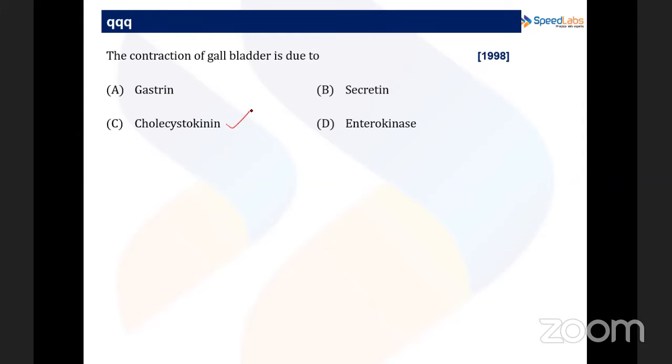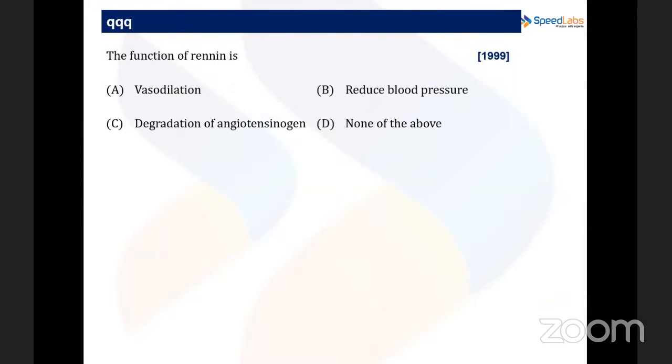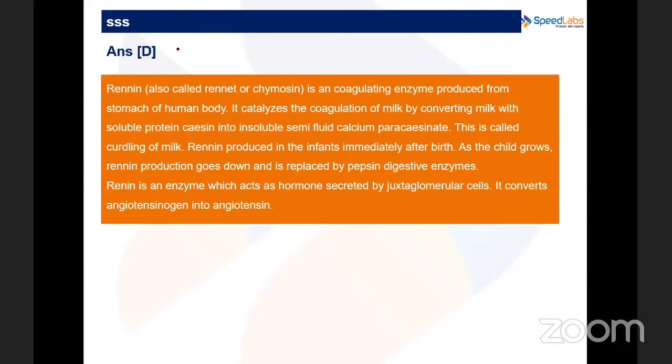I hope this question is clear to you. Now let's move to the next question of today. Next question is still a very good question. The function of renin is option A, vasodilation, option B, reduced blood pressure, option C, degradation of angiotensinogen, option D, none of the above. So you may have doubts, but the answer to this question is option D, none of these.